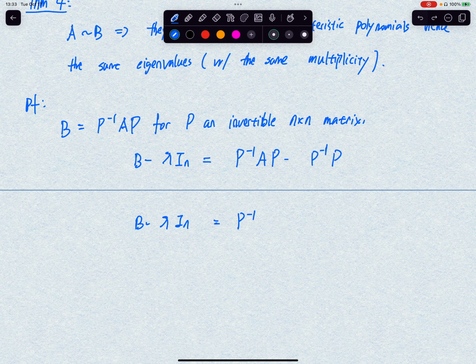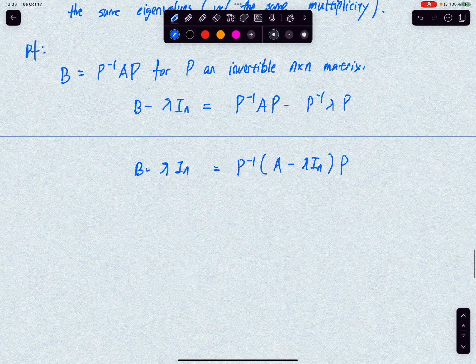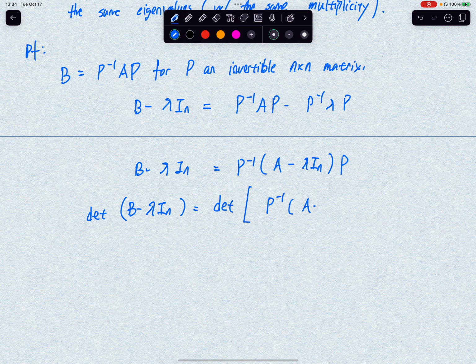So we have P inverse times lambda times P, and we left multiply by P inverse, and inside we have A minus lambda I_n, and we left multiply by P. So that is our determinant of B minus lambda I_n equals the determinant of this whole thing, P inverse times A minus lambda I_n times P.